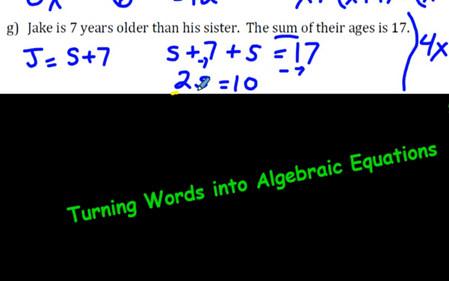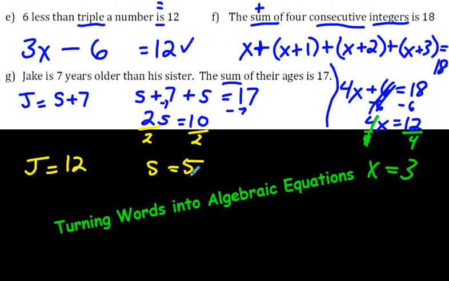So the final answer, if we divide both sides by 2 to get rid of the 2, S will equal 5. That means Jake's sister is 5 years old. And how old is Jake? Well, Jake is his sister's age plus 7. So we know Jake is 12 years old and his sister is 5. And those ages together equal 17. So yeah, solving for the variable or solving for the answer is important here. It's beyond just turning it into an algebraic equation.